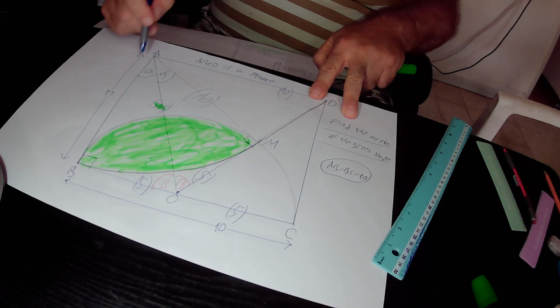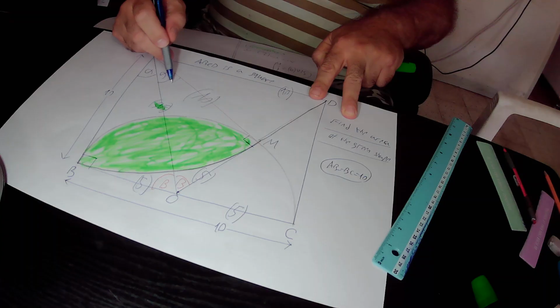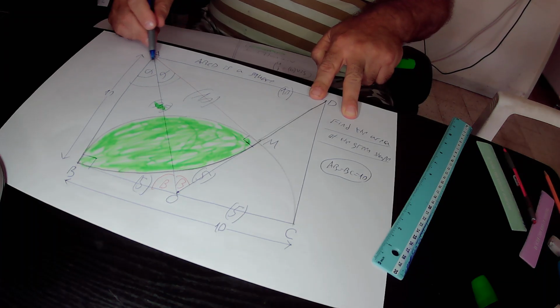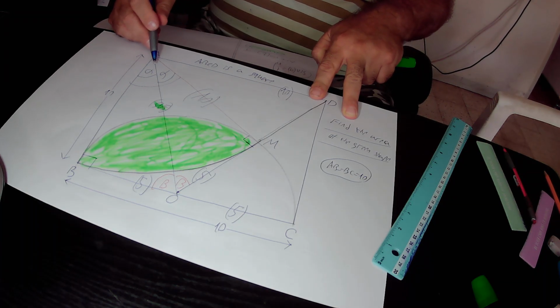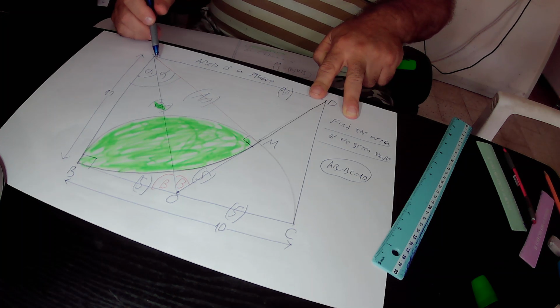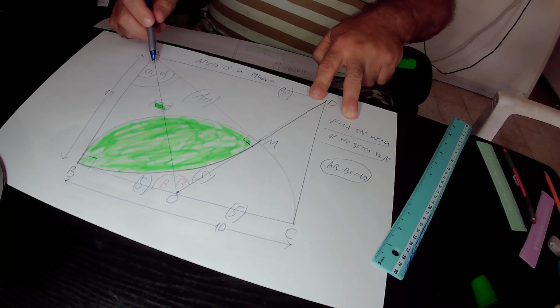Angle MAB, this is angle MAB, equals 2 alpha, alpha plus alpha is 2 alpha. So angle MAB equals 53.13 degrees in its size.